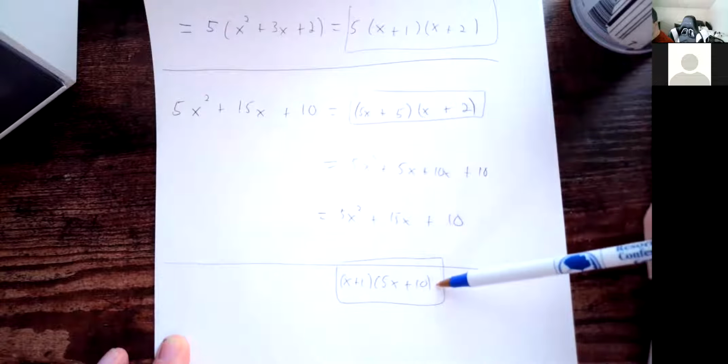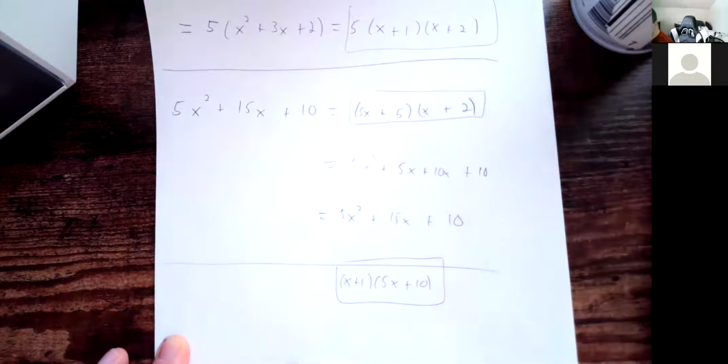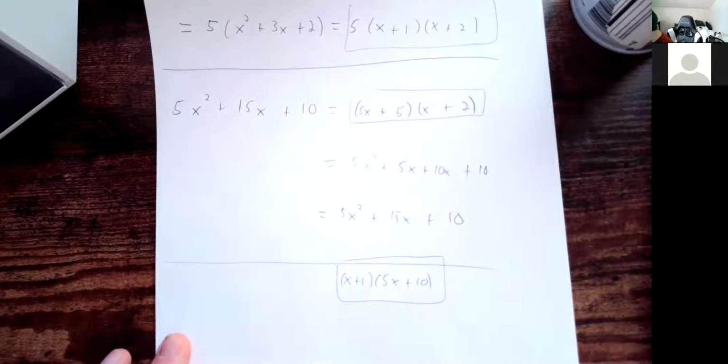They all give you the same thing when you FOIL them out or multiply them out. So yeah, it's true when you're factoring, you can absolutely get lots of answers that appear different when you're working through it. Any questions or anything on that?